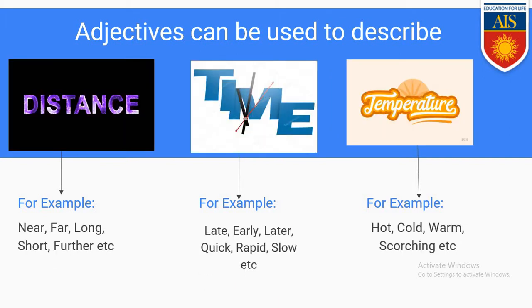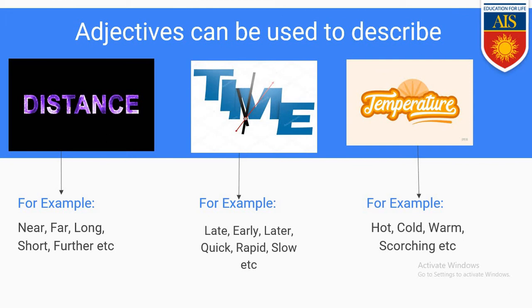Adjectives can also be used to describe distance, time and temperature. What is the distance of the noun? Means where is the noun situated? Is it far? Is it near? Is it long or short? At what distance is the noun situated? To know that, we use these adjectives.